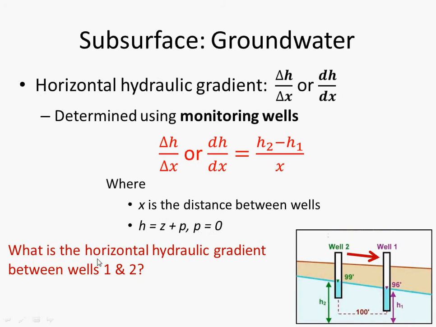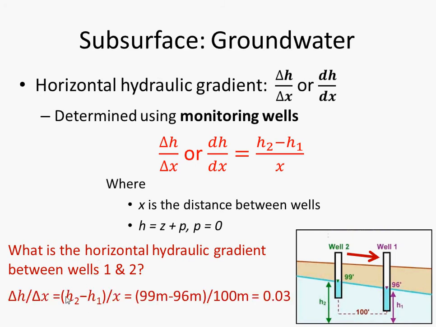So what is the horizontal hydraulic gradient between wells 1 and 2? We just take 99 being the hydraulic head of well 2, 96 being the hydraulic head of well 1, which we just determined a few slides ago. Divide that by the distance between these two wells, which is 100 meters. We're assuming everything here is in meters. And you end up with 0.03. So not a hugely strong hydraulic gradient, but nevertheless moving from the higher hydraulic head value to the lower one, from well 2 to well 1.